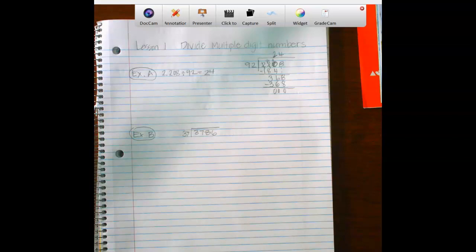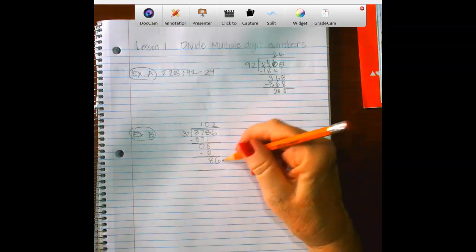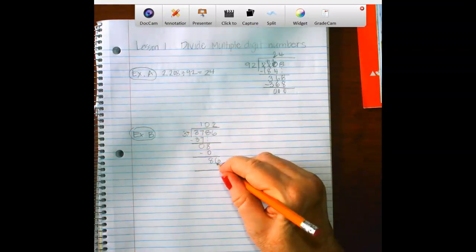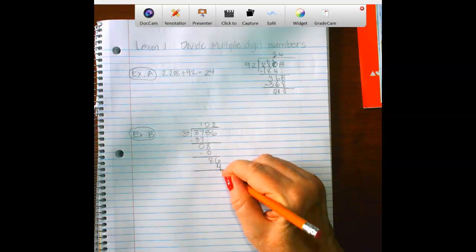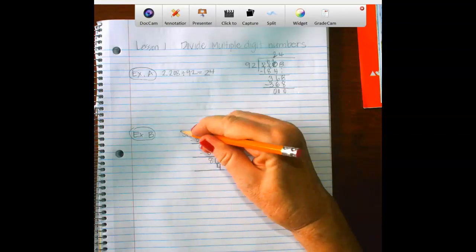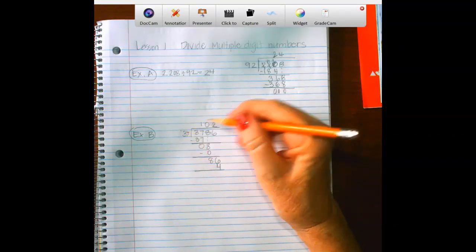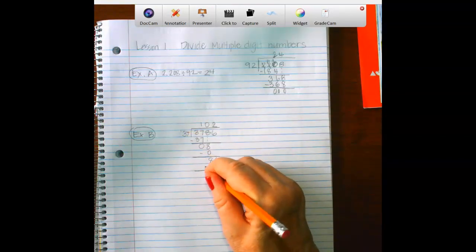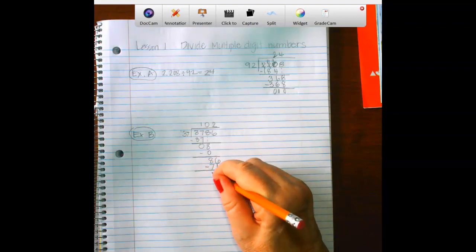In this next example, I'm actually going to ask you to pause it and work it out yourself and then come revisit the video. You'll notice that there is a remainder. So 37 goes into 86 2 times. 7 times 2 is 14, so 4 in the ones place, carry the 10, and then 3 times 2 plus 1 is 7. Subtract that out, 2, 12.